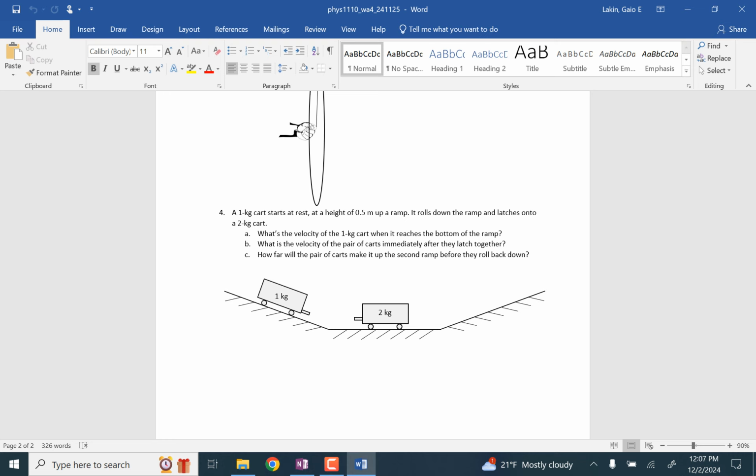Yep, that's perfect. So conservation of energy to see how fast it's going down the hill, conservation of momentum for the collision, and then conservation of energy again to see how far it goes up the hill. Any other questions? Okay.